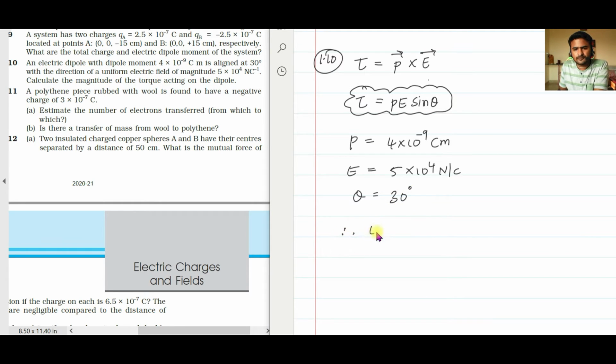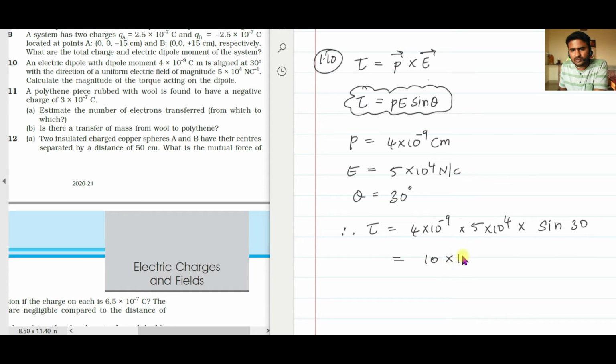Therefore the torque will become 4 into 10 to the power of minus 9. That is dipole moment. And the electrical field is 5 into 10 to the power of 4 into sine of 30. Okay, now sine 30 is 1 by 2. That 1 by 2 into 4 is going to be just 2. 2 into 5 is 10.